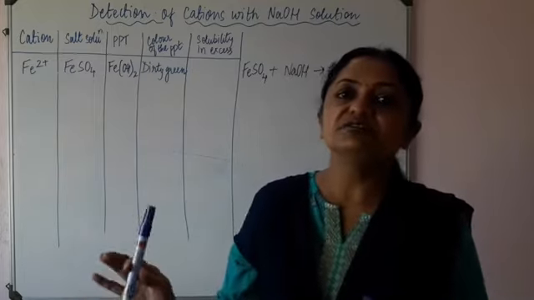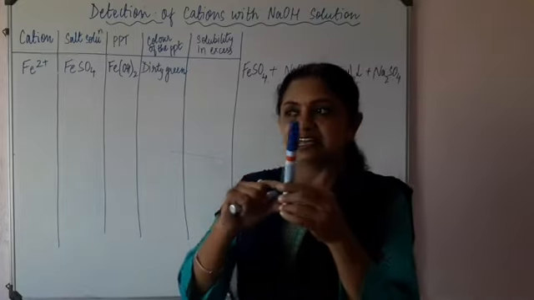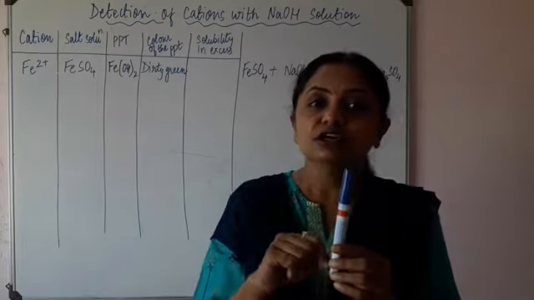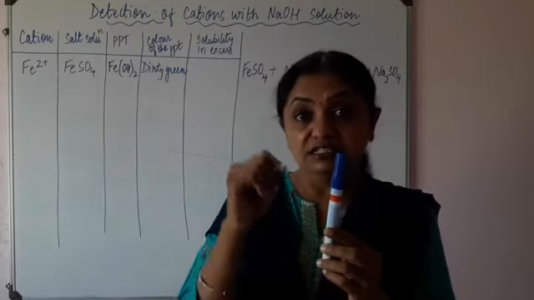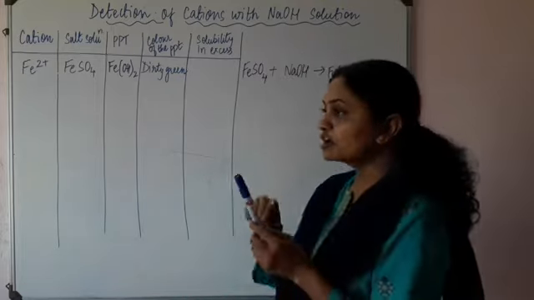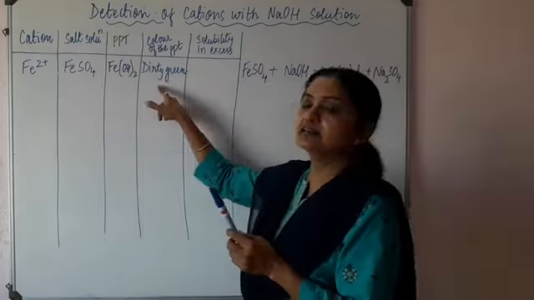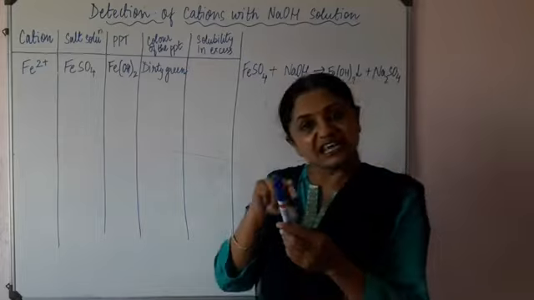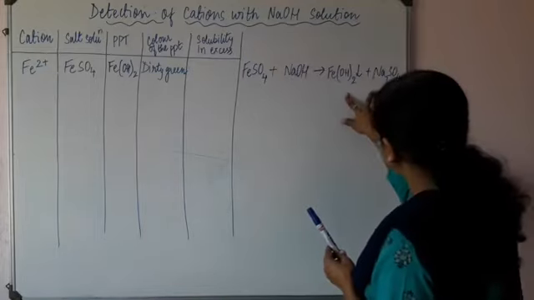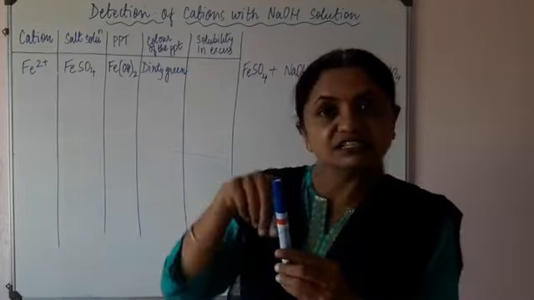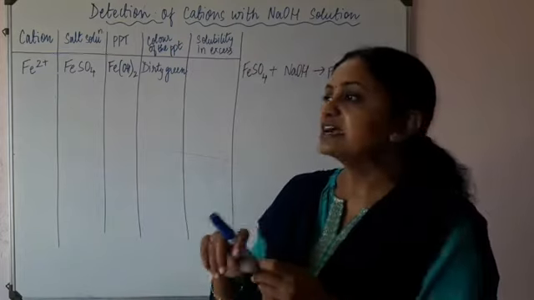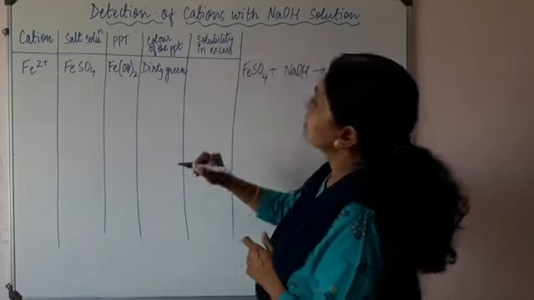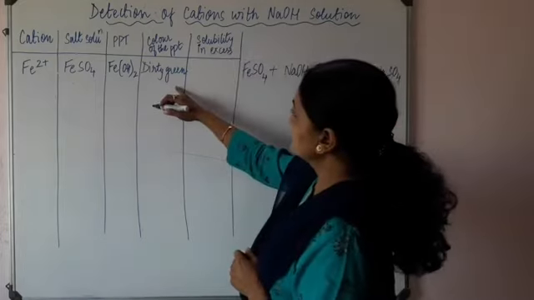NH4OH alkali, that we will do later. But when you are adding NaOH, you will first add NaOH in a little amount, drop by drop, very slowly. On adding a little, you are getting dirty green precipitate. This reaction will take place. Now to this same test tube, meaning to this product, you add excess of NaOH. On adding excess of NaOH, we will check solubility in excess. So what happens? This dirty green remains dirty green.